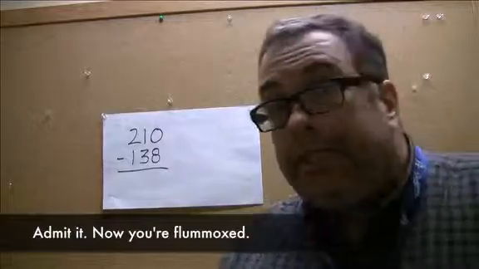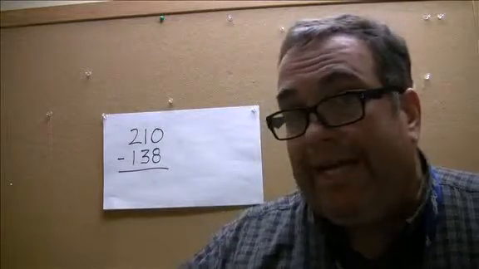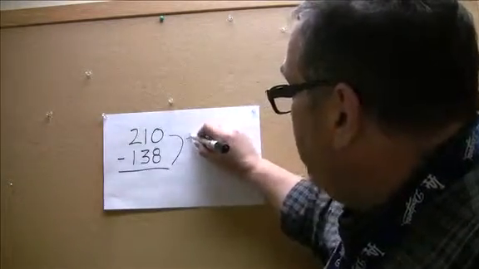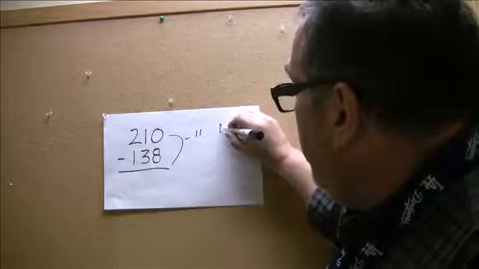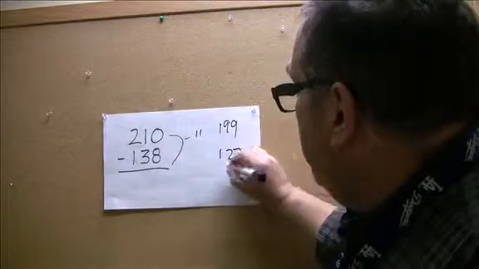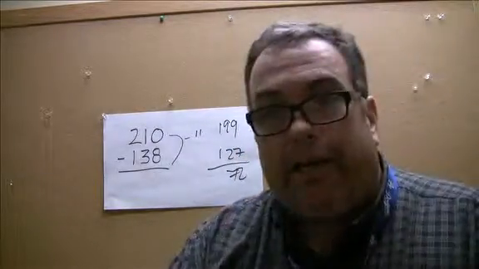Here's the key here. The easiest number to subtract from in the number system is 9. Since we're dealing with 210, we might as well go to 199 because that will make it even easier. So instead of subtracting 10, we'll subtract 11 from each number. We get 199 minus 127. And you can see how easy that equation was.